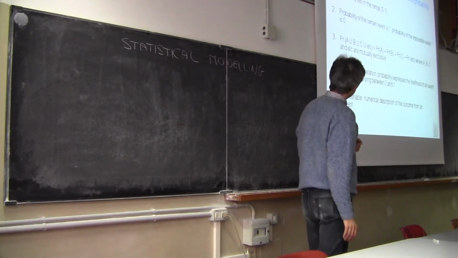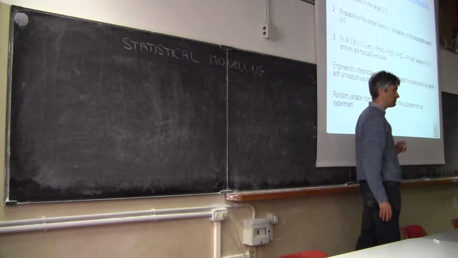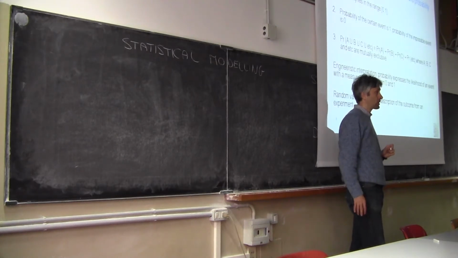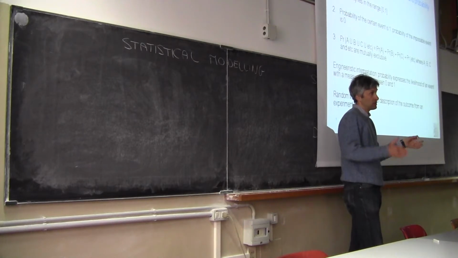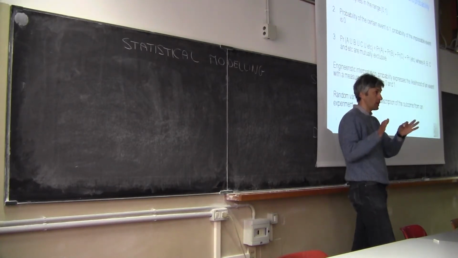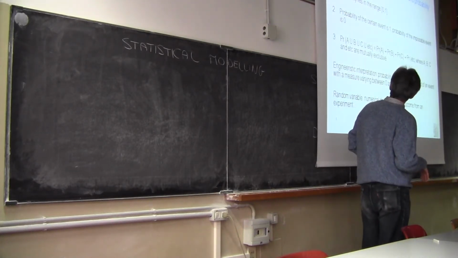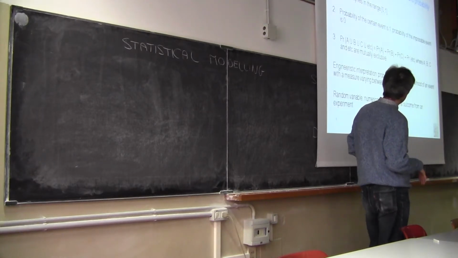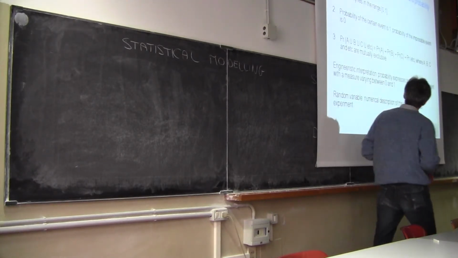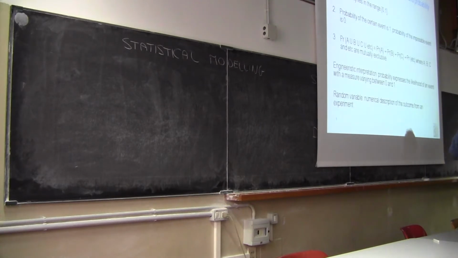Probability lies in the range 0, 1. You can express it in percentage terms, like I did before, 80%. It means, anyway, in the range 0, 1. Second, probability of a certain event is 1. Probability of an impossible event is 0.